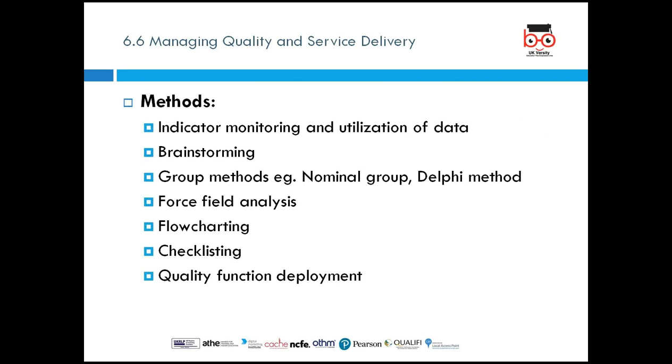What are the methods? We have indicator monitoring and utilization of data. How do we do it? Indicator monitoring. There are so many indicators that we need to set. Now, once you set the indicators, they are like traffic lights. You have to monitor and see if the green is on, if it's yellow, it's going to get green. You monitor it.